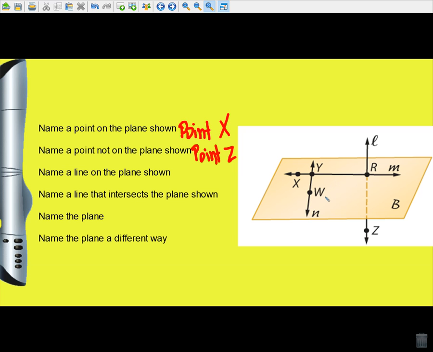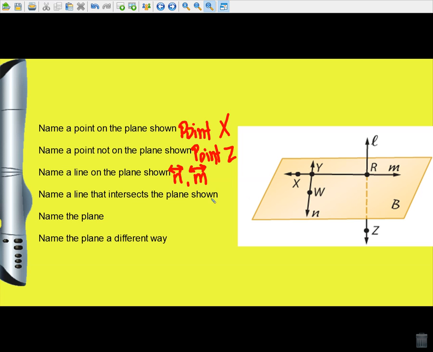Okay, we have a couple of options here. So I'm going to go ahead and just choose line N. Line N would work. Also, if you said line M would also work. And again, there are multiple ways to name a line. So we can choose either the small letters, like M, or we could have said the letters. So you could have told me line WY or line YW. Likewise, you could have told me line XR or RX or RY or YR. Also could have said XY or YX. Those would all work in this situation.